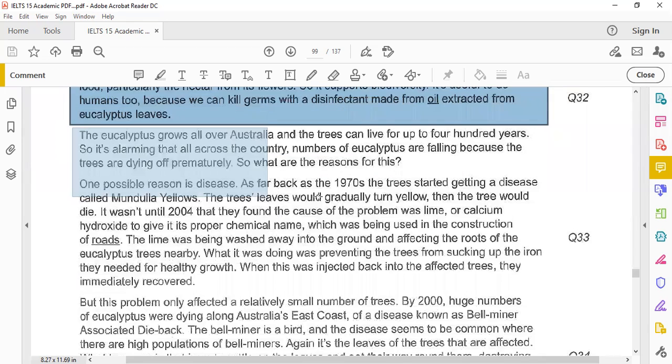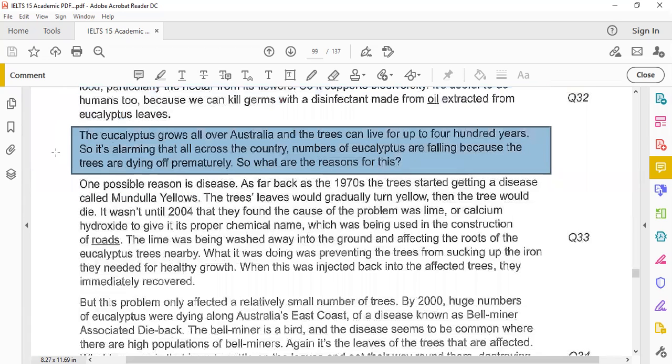The eucalyptus grows all over Australia, and the trees can live for up to 400 years. So it's alarming that all across the country, numbers of eucalyptus are falling because the trees are dying off prematurely. So, what are the reasons for this?